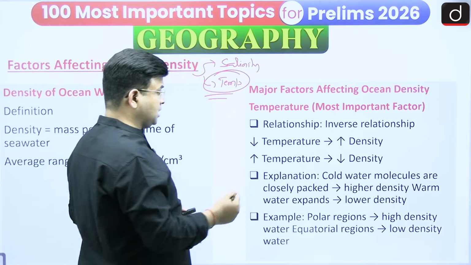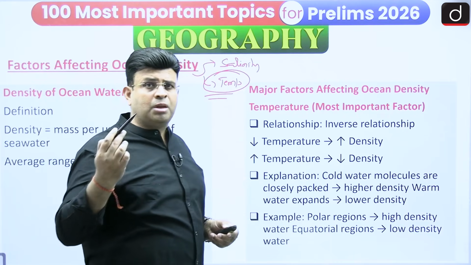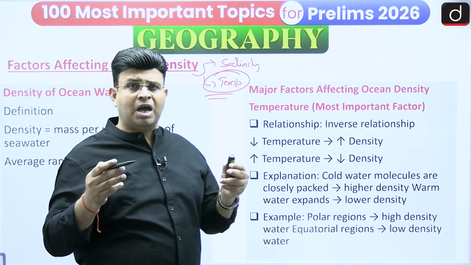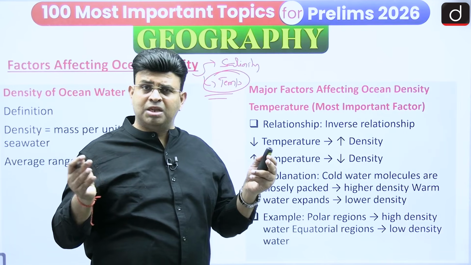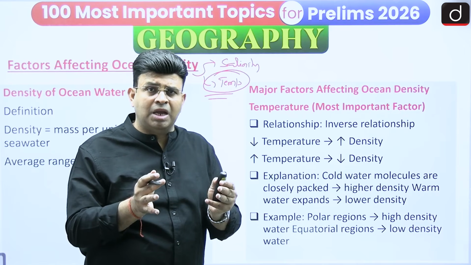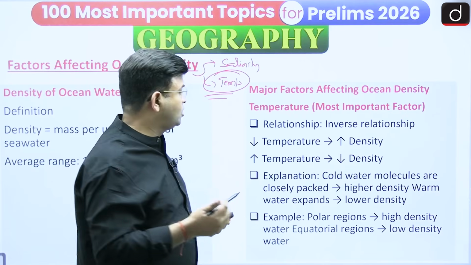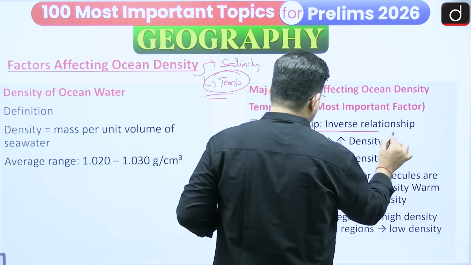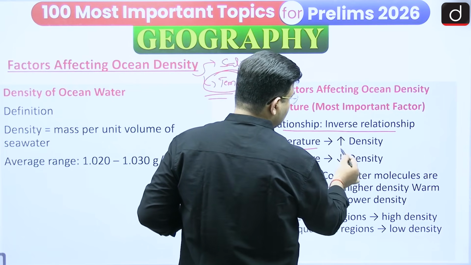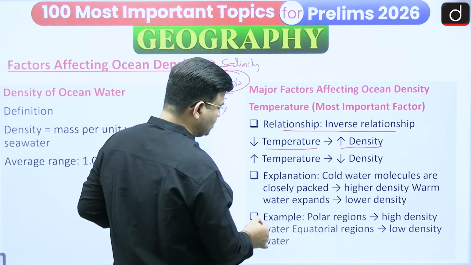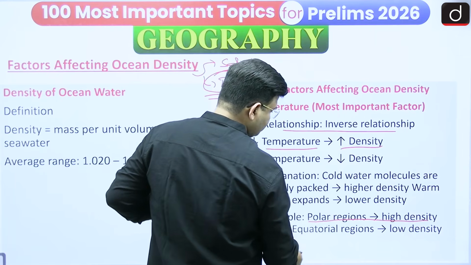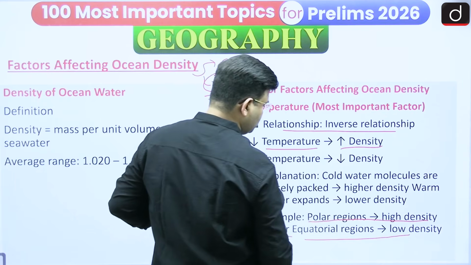So you can say that more temperature means less density, an inverse relationship. High temperature, low density, and if the temperature is low, meaning colder, density is what? High. So there is an inverse relationship between temperature and density. Low temperature in the polar region, therefore density is high. In the polar regions, high density water, and in the equatorial region, low density.